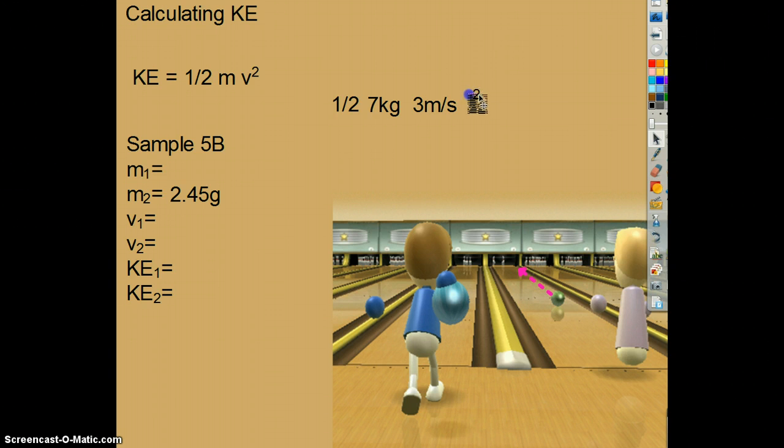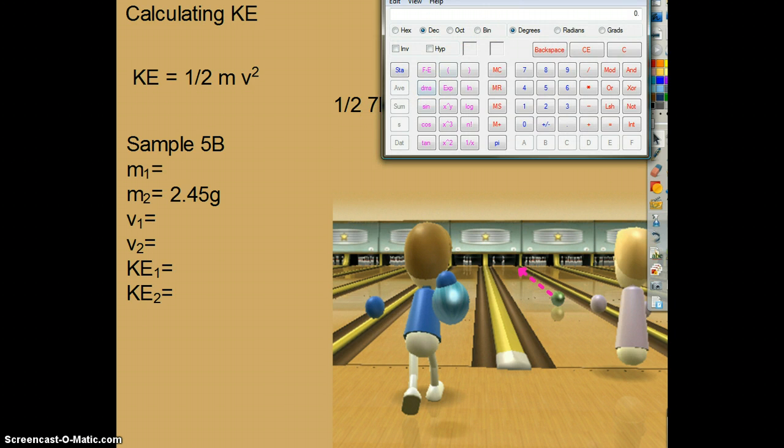Are you calculating it on your paper? I hope so. In the future, I'll be pausing the video during your calculations. So you got that, and you get your calculator out. Have you got it figured out yet?